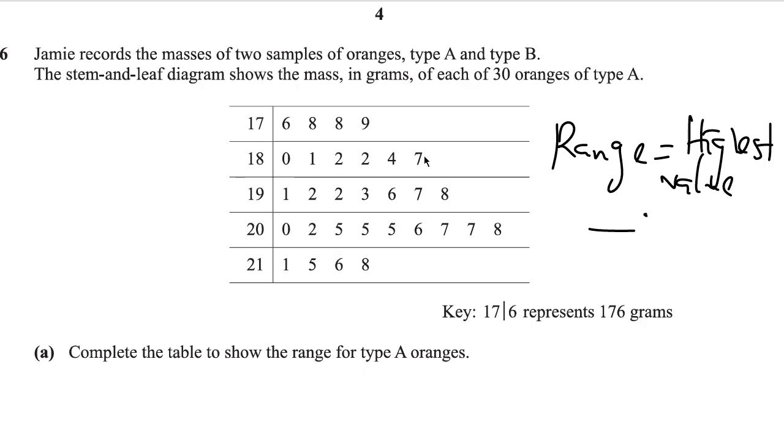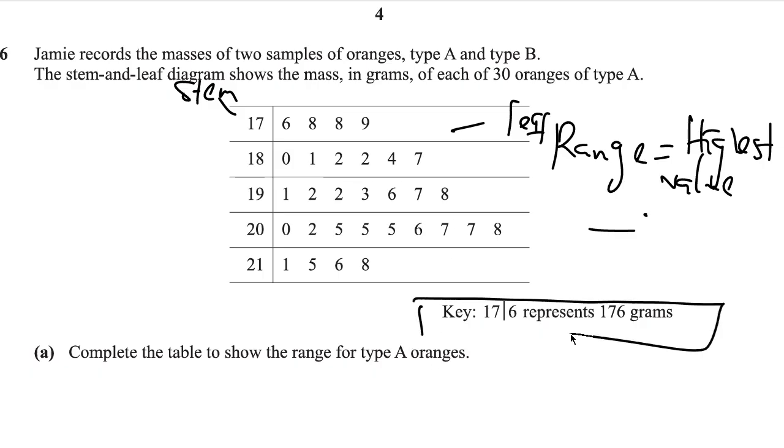So we should be able to interpret this stem and leaf diagram. Take note that this is the stem, this is the leaf, right? And then you can see the key given in the question. We have 17.6 representing 176 grams. So looking at the stem and the leaf part, we can see that the lowest here is 176. After 176 we have 178, 178, 179. So it keeps increasing as we move on. So the lowest is 176.